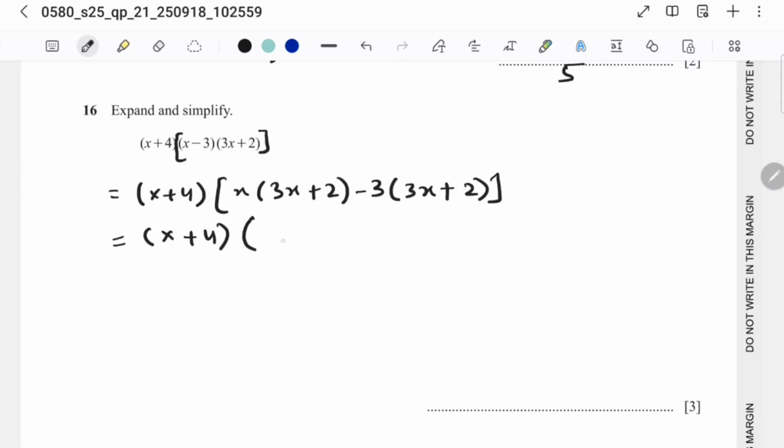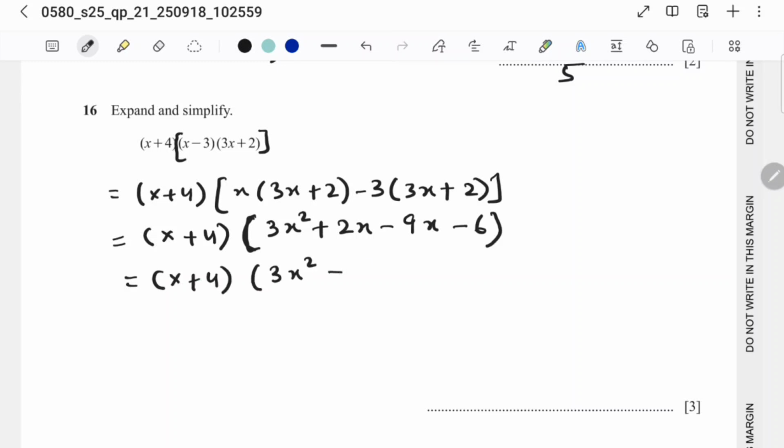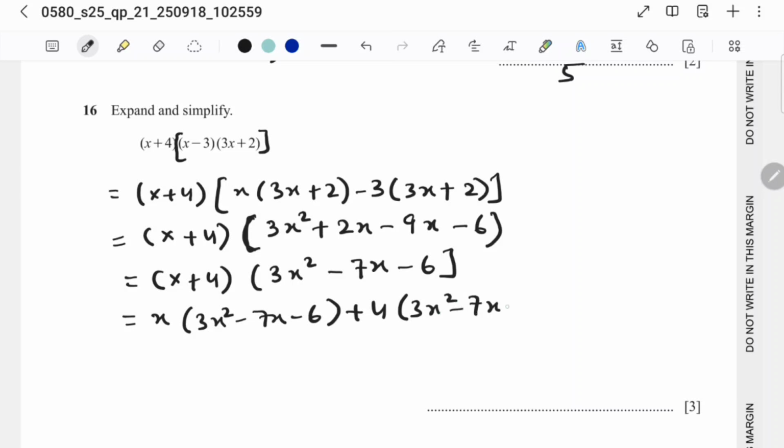Now this is becoming 3x square plus 2x minus 9x and 3 2s are 6. Okay, now simplify. X plus 4, 3x square minus 9 and 2, 7, but minus 7x minus 6 because 9 is a greater digit. Now we are multiplying this one. X into 3x square minus 7x minus 6 plus 4 is multiplying 3x square minus 7x minus 6.